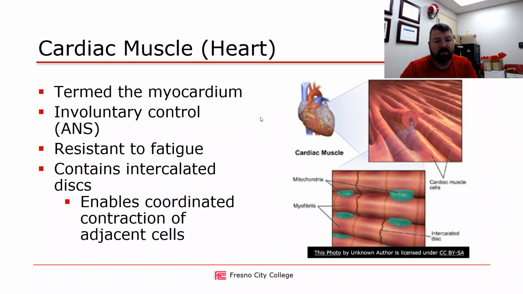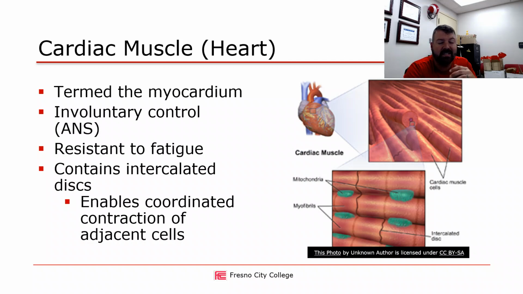Cardiac muscle, okay, the heart is also called myocardium, is involuntary, controlled by the autonomic nervous system. The heart can beat for the most part without an electrical impulse from the brain and central nervous system, to a very small extent and for a very limited amount of time. But the heart is very resistant to fatigue. It is always under stress. It is always working. Okay, the heart never really gets a break.